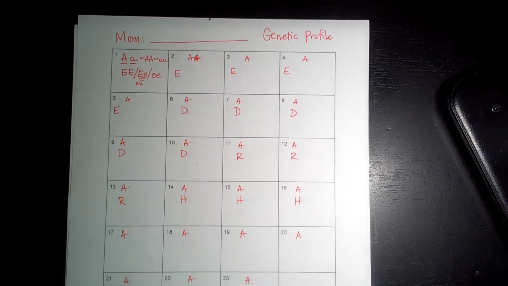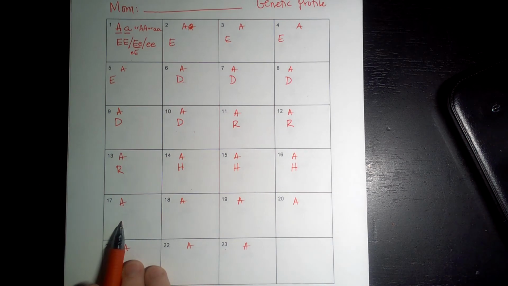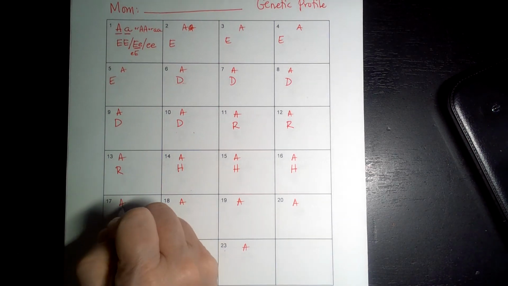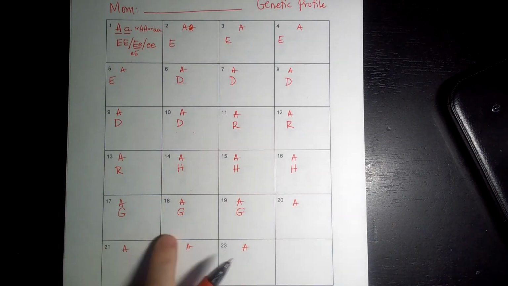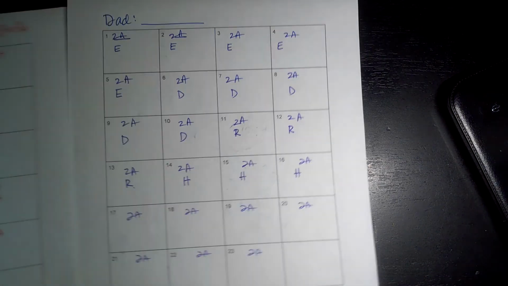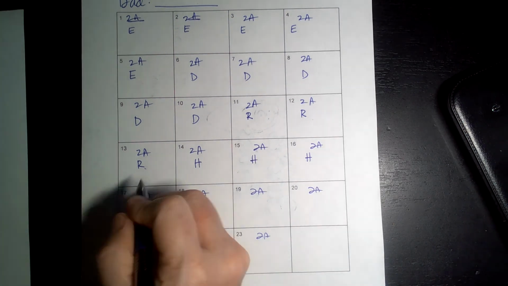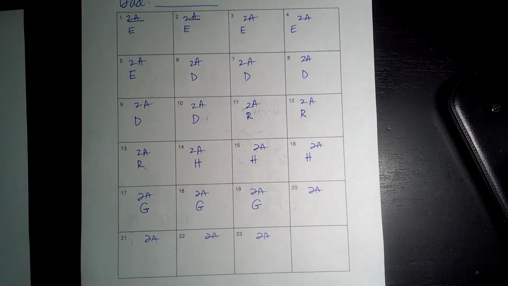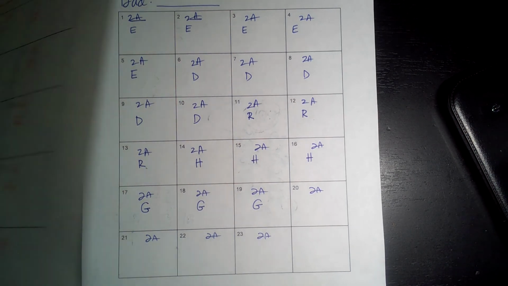Okay, now you're back. We're on Mom, I've got my red pen. For 17, 18, and 19, we're going to do the letter G. So two G's here, two G's here, two G's here. And then also on Dad's sheet, 17, 18, 19, G, G, and G. All right, pause and go do that and then come back.